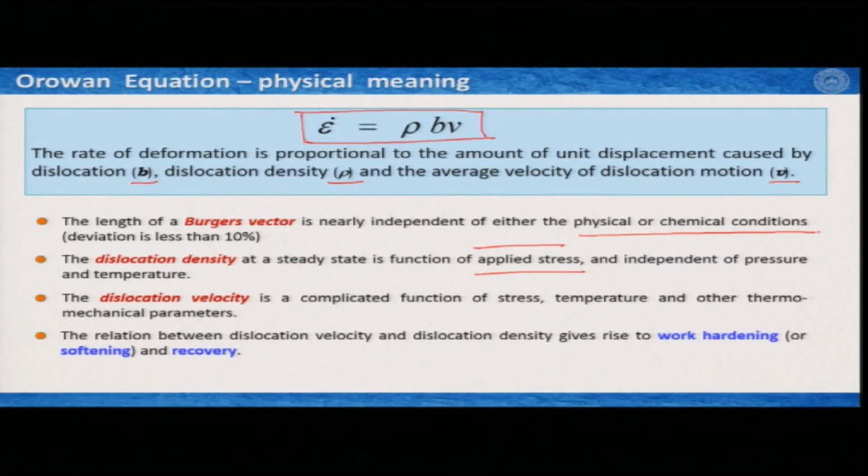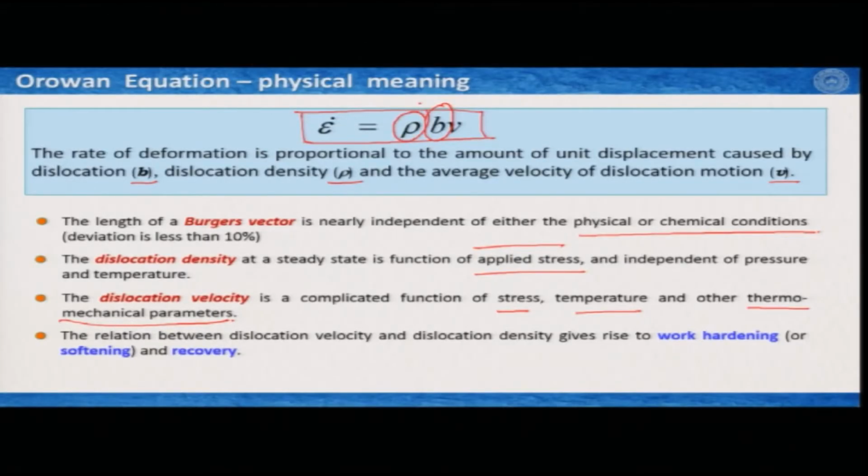Dislocation velocity, on the other hand, is a very complicated function of stress, temperature, and several other thermomechanical parameters. We will not go into the details of this, but in summary, Burger's vector in this equation is some sort of constant. It is a function of the material or the crystal we are using. Dislocation density rho is a function of the applied stress. Dislocation velocity is a function of the applied stress, temperature, and several other parameters.